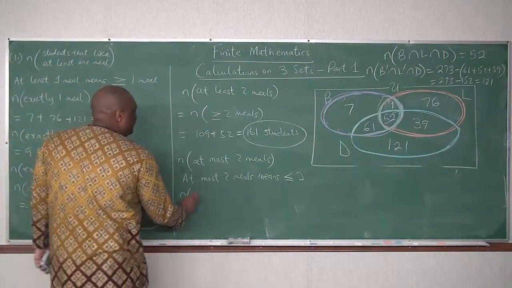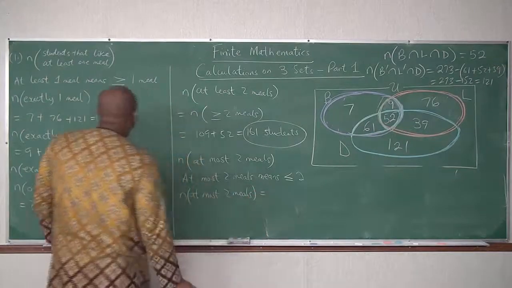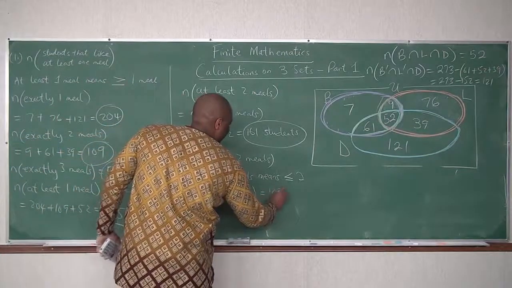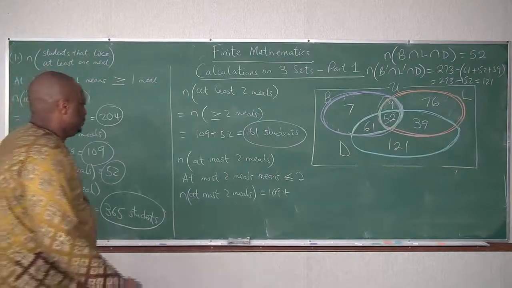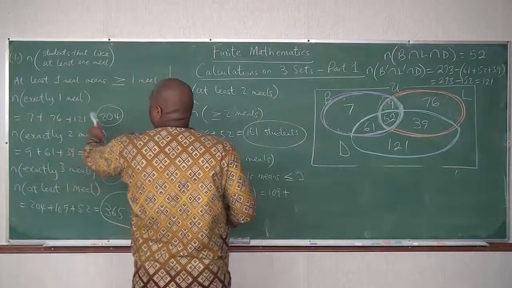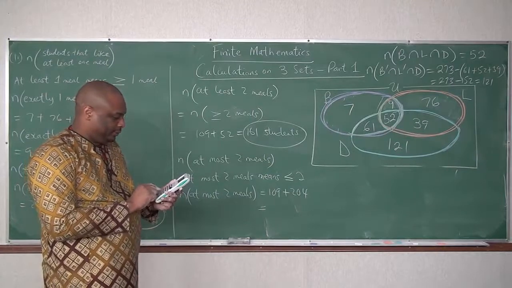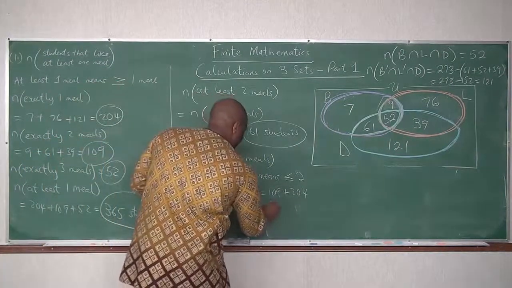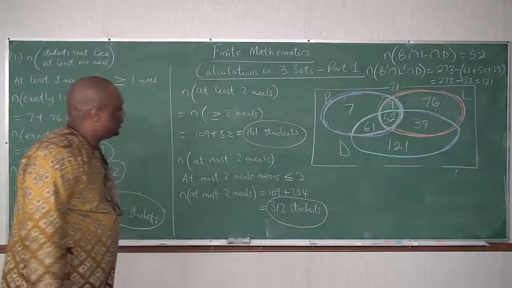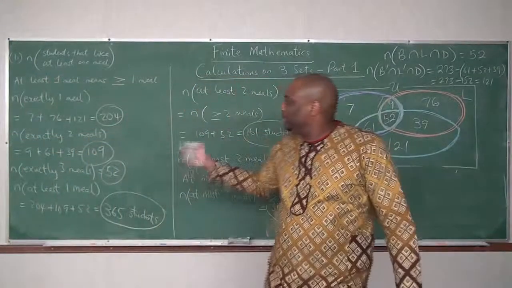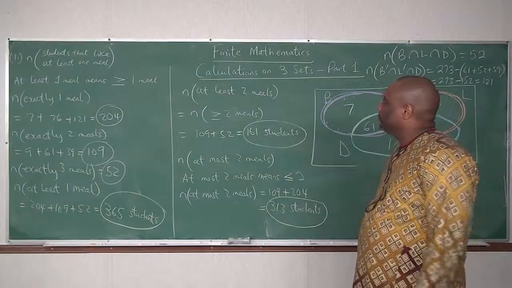So this means the cardinality of at most 2 meals will be only 2 meals, which is 109, plus exactly 1 meal, 204. 109 plus 204, and that is 313 students. At most 2 meals. Okay? And that is it. I think at least 1 meal, at most 2 meals, at least 2 meals, exactly 1 meal, exactly 2 meals. So that is it.